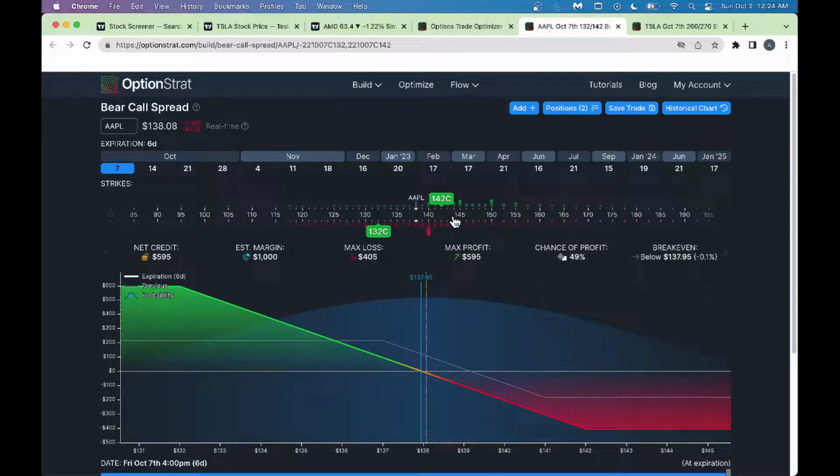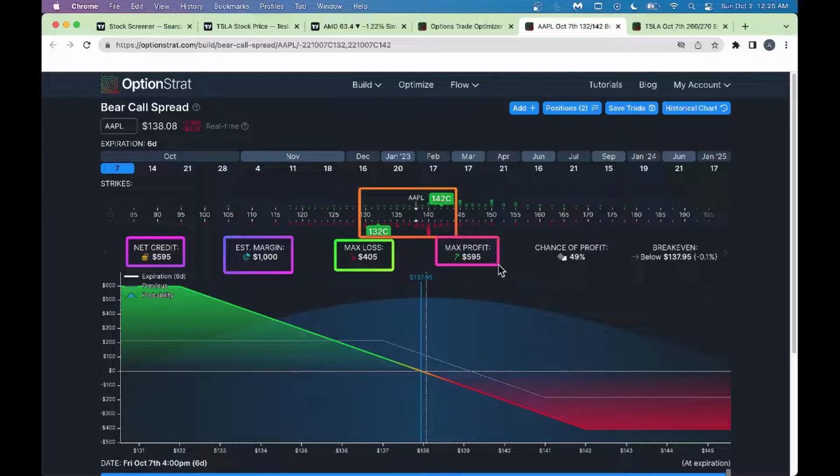The moment you do this, look, your net credit here is $595. You get $595. Estimated margin is $1,000, mainly because it's a $10 wide spread. The moment it's a $10 wide spread, it's $1,000. Your max loss is 405 here. Max profit is 595. That's a good deal here. You're really making nice money here. You're almost doubling your money. It's a good trade here. You could go with this.